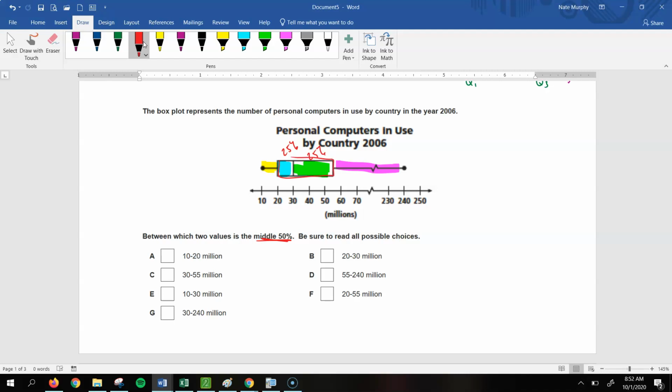So the middle 50% of our data would start at 20 and end at 55. So it'd be between 20 and 55 million. For me, with these choices, it would be letter F. But for you, that might be different. You just want to find the one that would be 20 to 55 million.